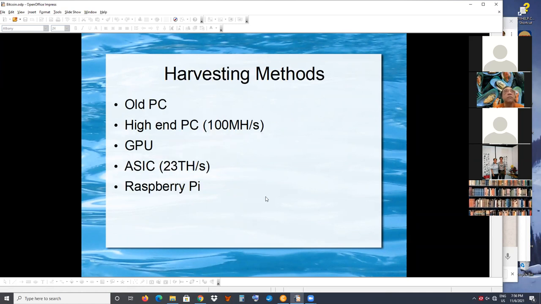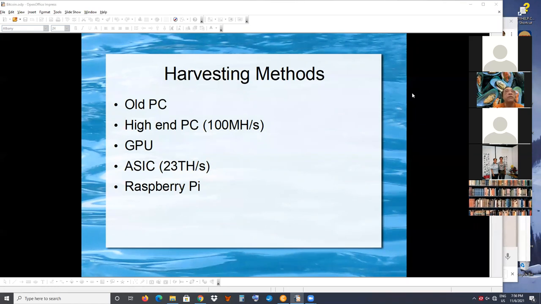Okay, so what are the harvesting methods you can use? You can use an old PC, or you can use a high-end PC. A very high-end PC maybe can give you 100 million hashes per second. A hash means one complete computation. It sounds like a lot, but actually it's very, very tiny. You will lose money if you try to use a PC to hash.